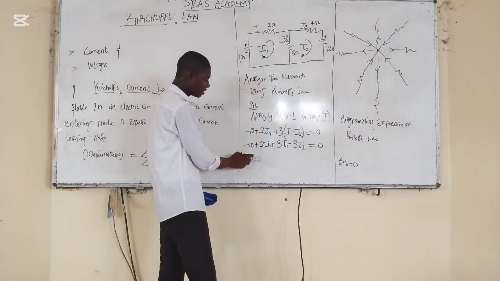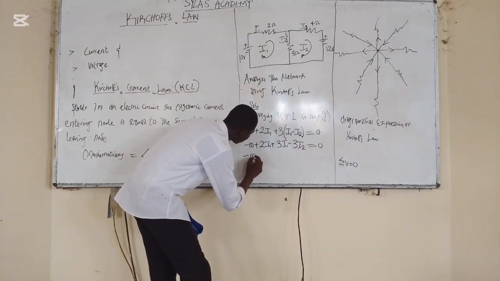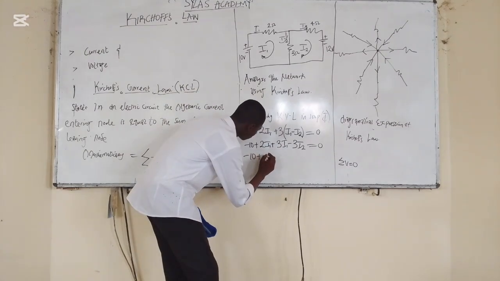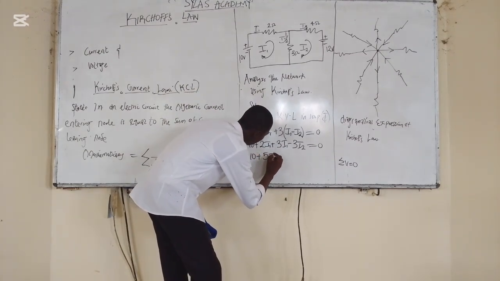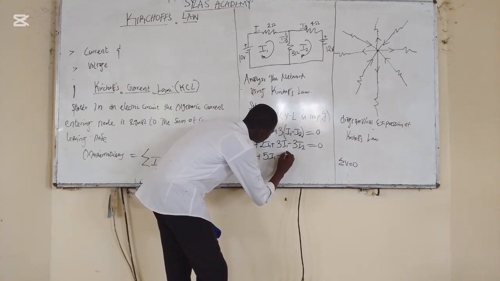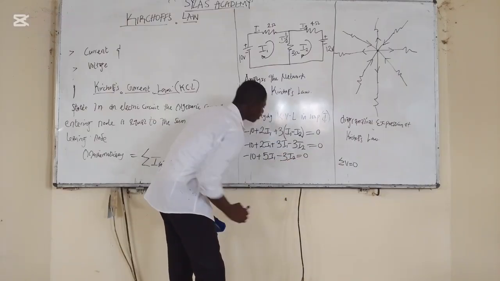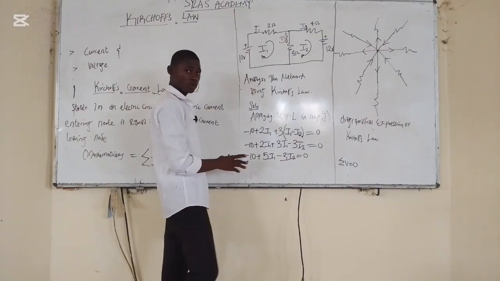I'm going to say minus 10 plus 2I1 plus 3I1 will give you 5I1 minus 3I2 is equal to 0. Watch closely. You are trying to get what?